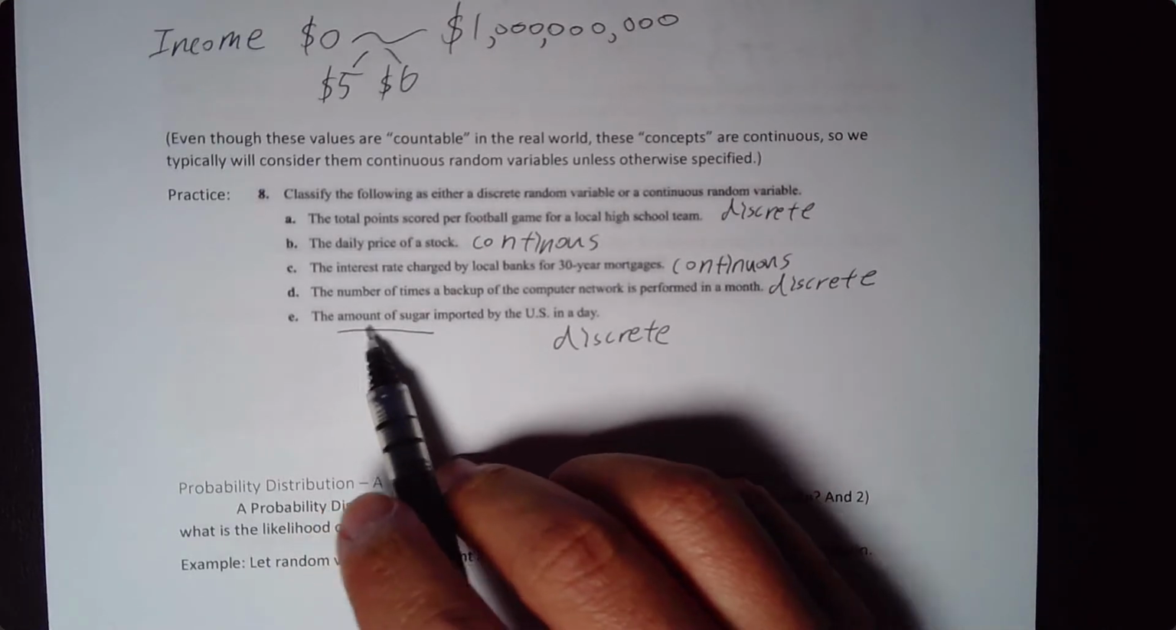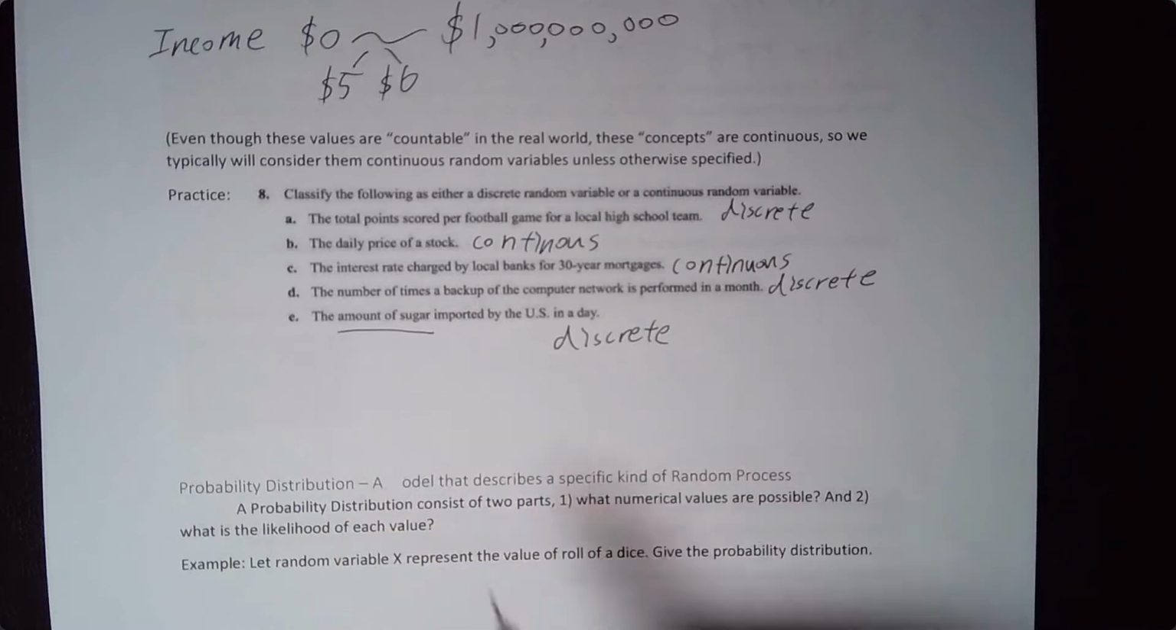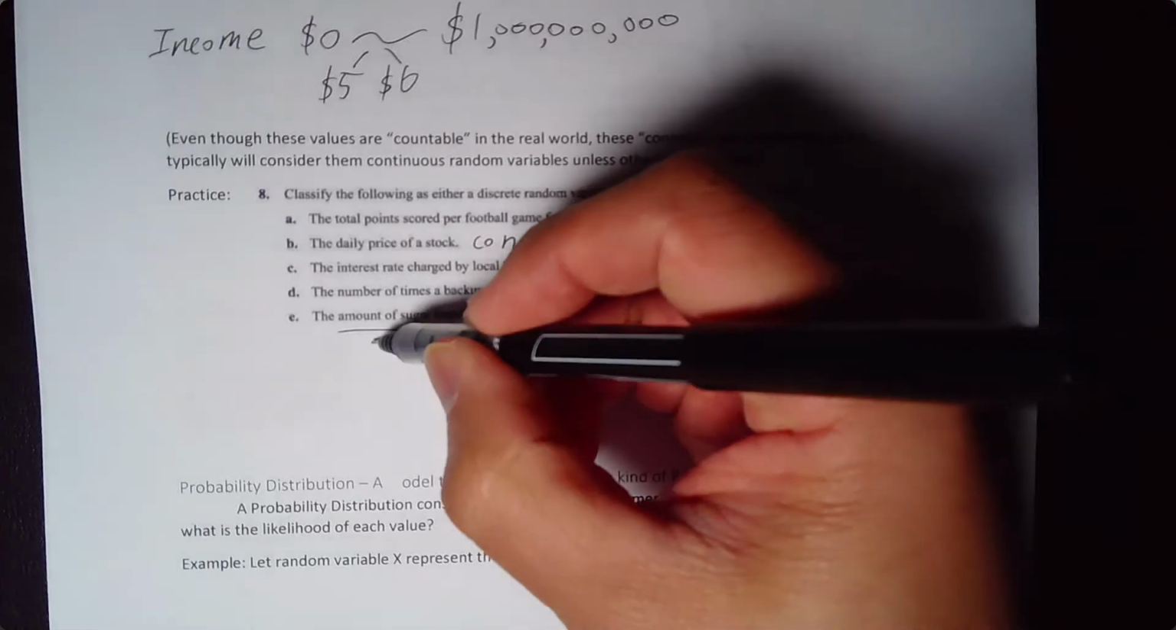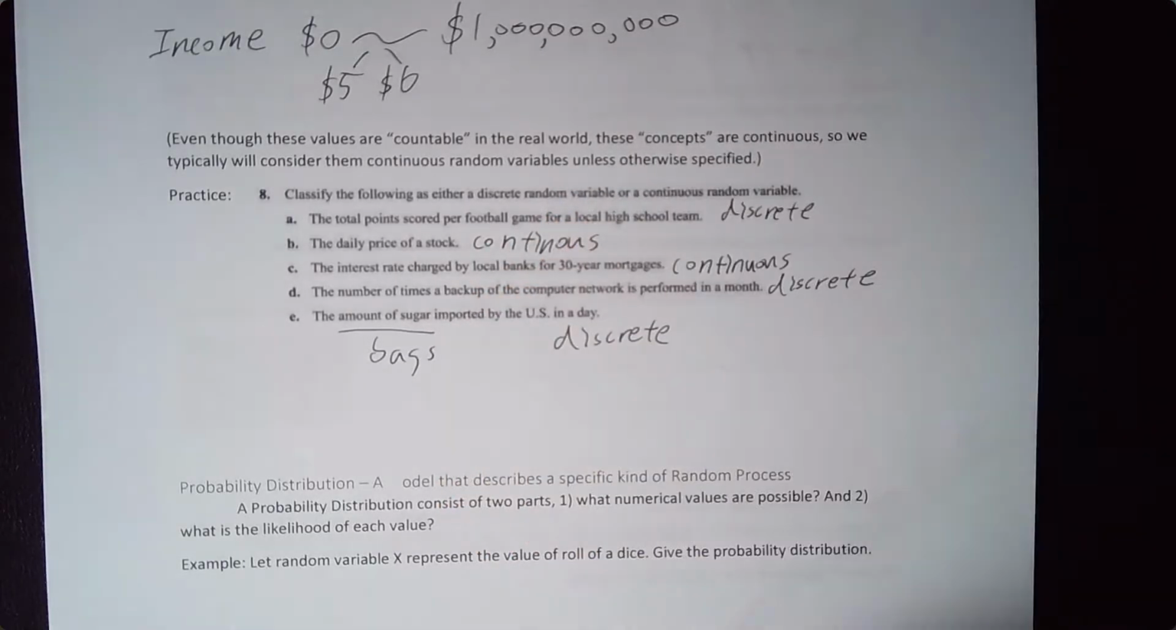This one's a little bit trickier. Amount of sugar. It really depends on how the amount of sugar is measured. If it's measured in value, like in dollar terms, then it is continuous. But let's just say that if this is measured in bags, then it is discrete.